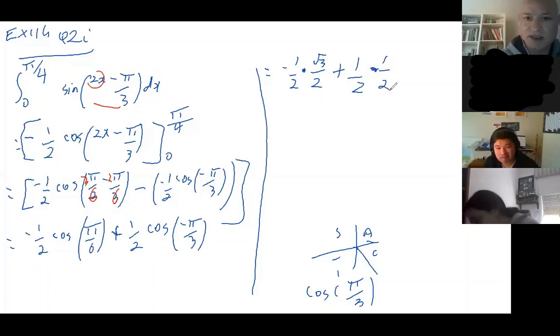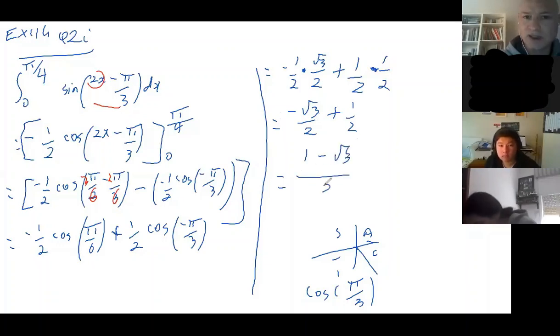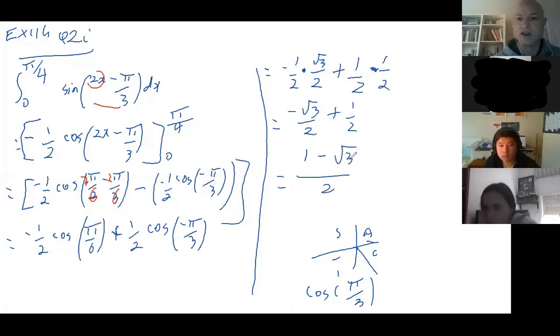No. Okay, simplifying this, this is negative the square root of 3 over 2 plus 1 over 2. Putting it on the same denominator, I have 1 minus the square root of 3 all over 2.